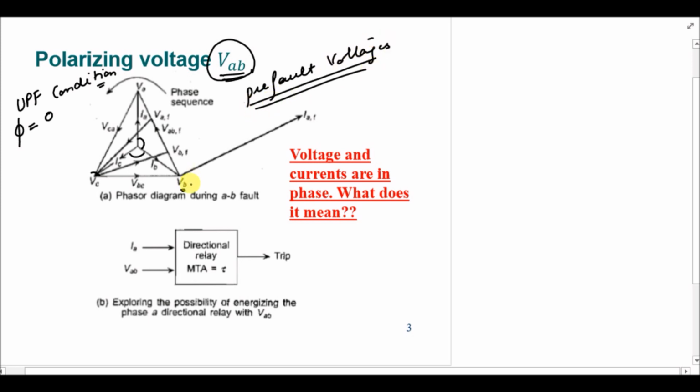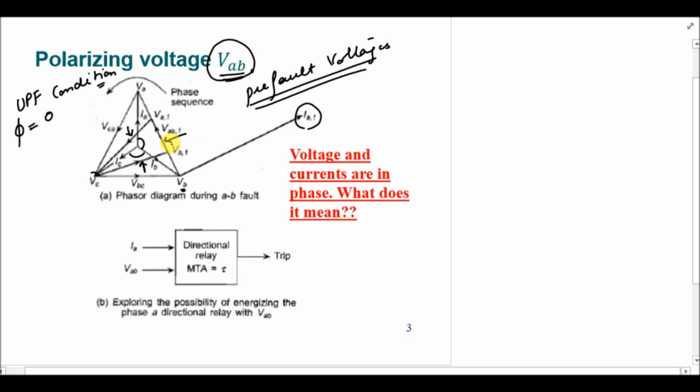But once the fault occurs, we have a fault current IAF. Before the fault, the current was in this direction, but after the fault, the current phasor is shown by this orientation. Now after the fault, the line to line voltages will change. This is your VCA, this is VBC, and this is VAB fault.